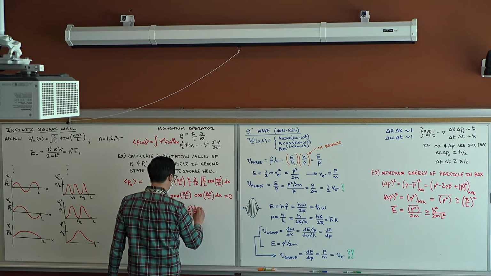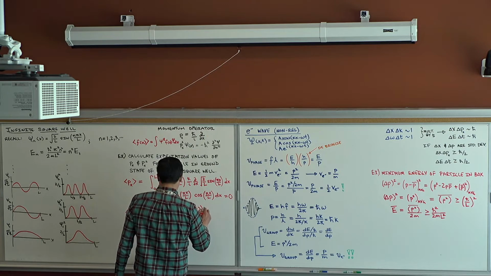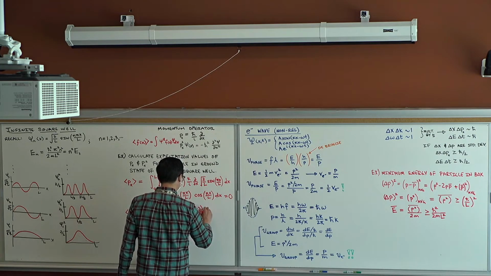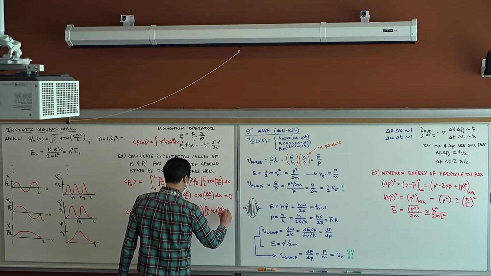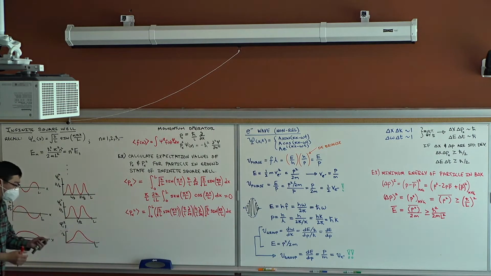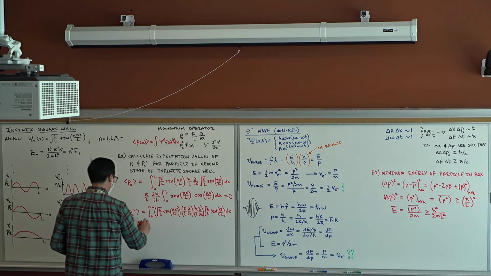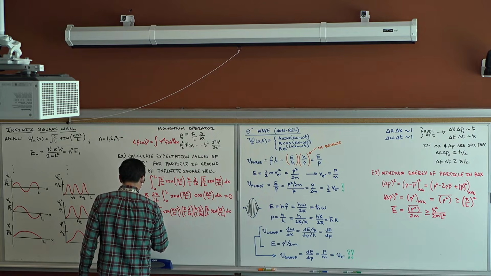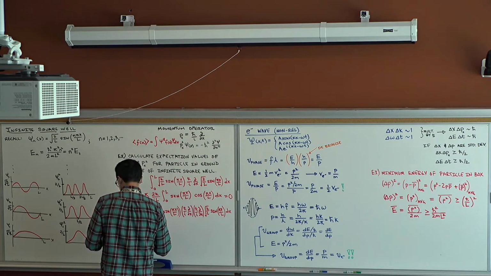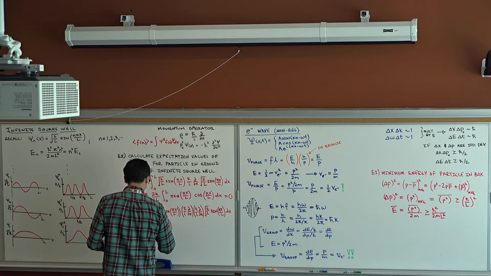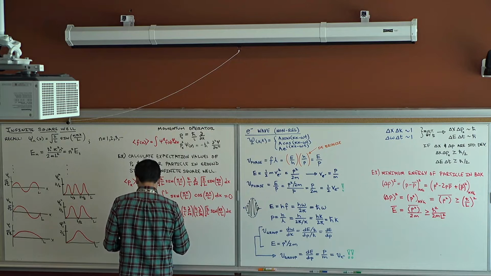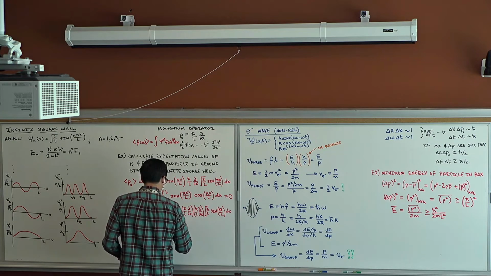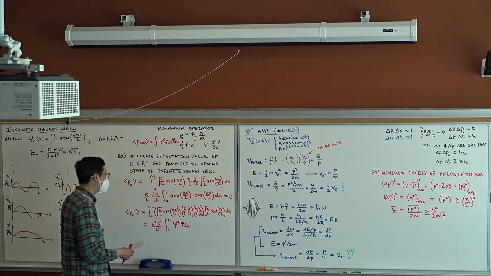h bar over i d dx times 2 over L sine pi x over L dx. And this just winds up looking like h bar squared pi squared over L squared times the integral from 0 to L of our original psi star psi dx.